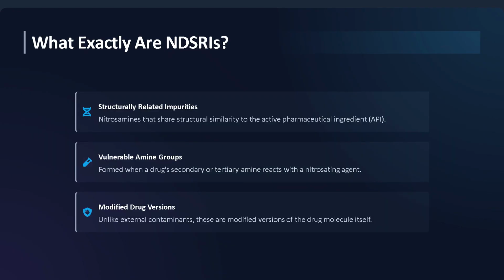So, what exactly are NDSRIs? NDSRIs are nitrosamines that are structurally related to the active pharmaceutical ingredient, or API. They form when a drug contains a vulnerable secondary or tertiary amine group. When this amine reacts with a nitrosating agent, it creates a nitrosamine impurity. Unlike external contaminants, these are modified versions of the drug molecule itself. This makes them more complex to detect and control.